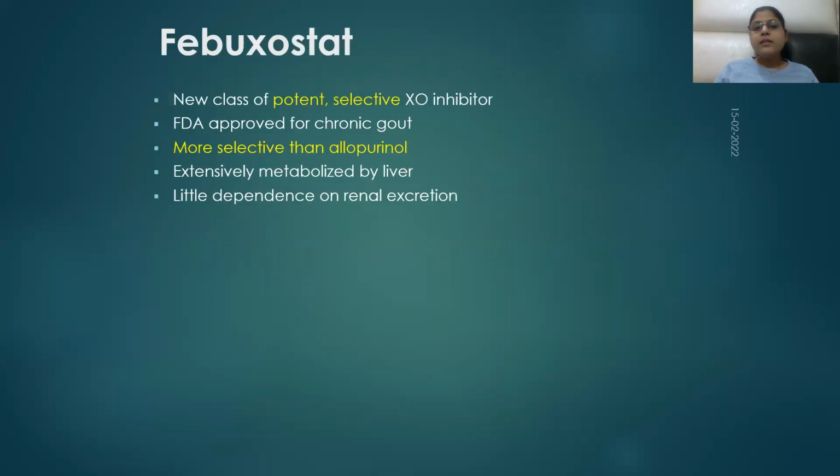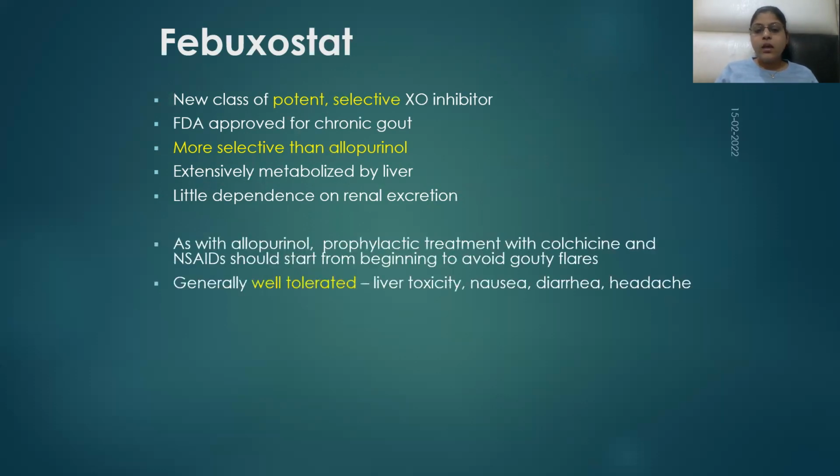Febuxostat is another xanthine oxidase inhibitor, and it is FDA approved for chronic gout. More selective than allopurinol, extensively metabolized by the liver, and has little dependence on renal excretion. As with allopurinol, prophylactic treatment with colchicine and NSAIDs should start from the beginning to avoid gouty flares.